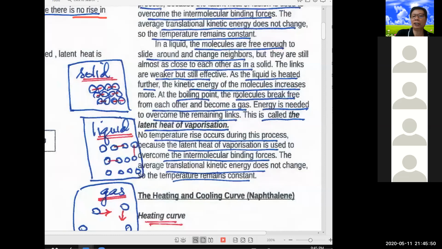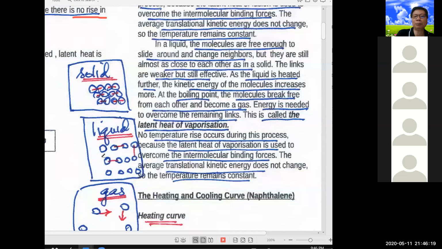At boiling point, the molecules break free. Now break free, totally break already. This binding force is no more. Break free from each other and become a gas. Energy needed to overcome the remaining link. You need energy to break totally the link. This is called latent heat of vaporization. Okay, remember that. No temperature rise.